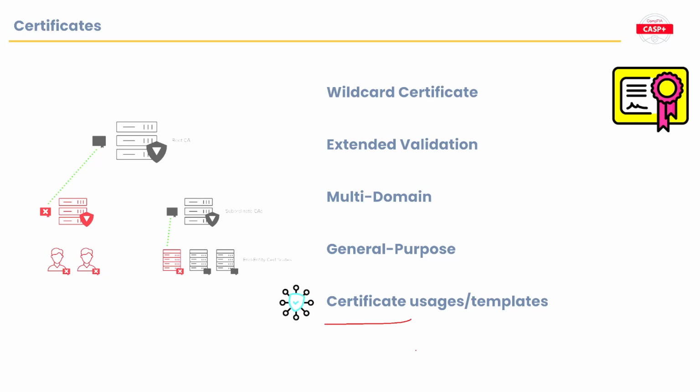And the last one is certificate usage and templates. It is important to make sure that the CA has the right templates enabled so that the user requests can be met for all the applications that are being used or planned. The following are common types of templates: client authentication, server authentication, digital signatures, code signing, and general purpose. Okay?